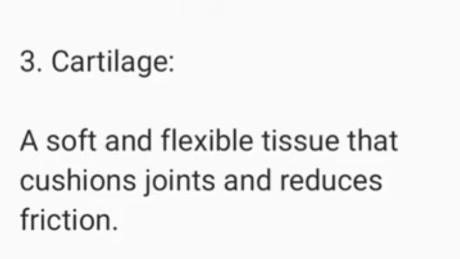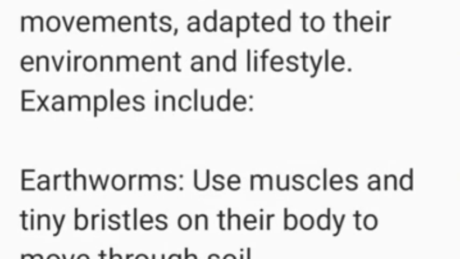3. Cartilage, a soft and flexible tissue that cushions joints and reduces friction. 4. Muscles. Muscles work in pairs to pull bones, enabling movement. When one muscle contracts, the other relaxes. Movement in animals. Animals exhibit a wide variety of movements adapted to their environment and lifestyle.